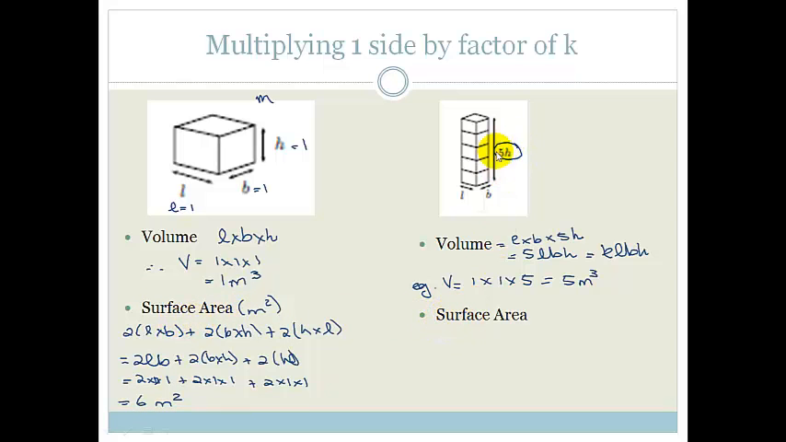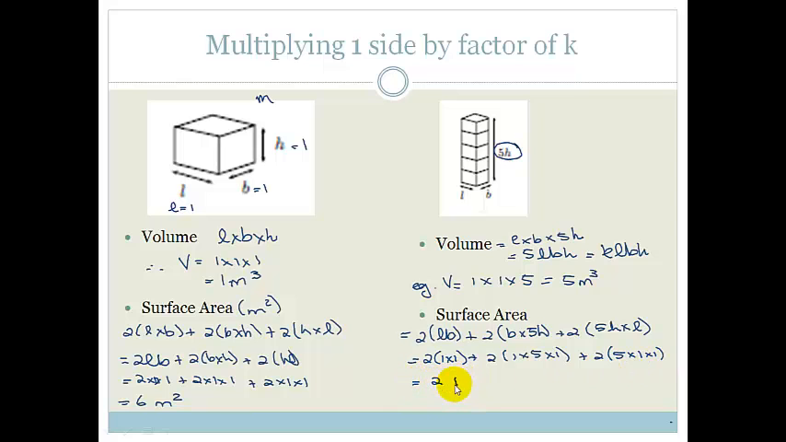Now this time we're taking our factor of k into consideration. So this time the h has changed to 5h. So we've got 2 times lb plus 2 times b times 5h plus 2 times 5h times l. If we put this in numbers, it is going to be 2 times 1 times 1 plus 2 times 1 times 5 times 1, because remember we let b equal 1, plus 2 times 5 times 1 times 1, which then becomes 2 plus 10 plus 10, which is therefore 22 meters squared. So you'll see that it's increased the surface area considerably.